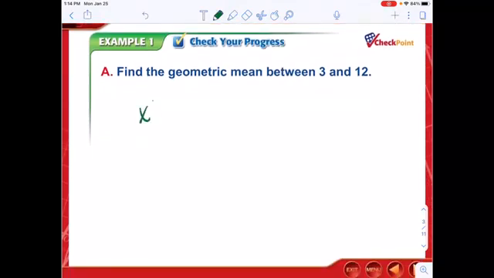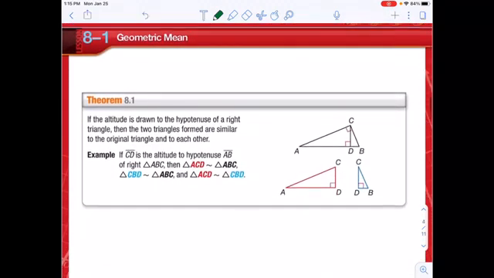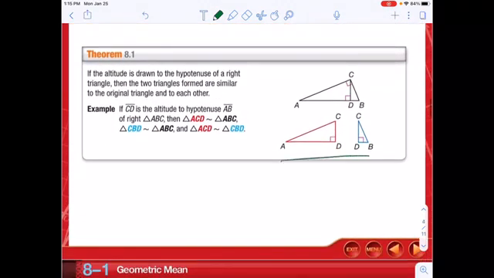Same thing here. You can say x squared equals 3 times 12. X squared equals 36. Take the square root of that, and x is going to equal 6. Once again, you could have set up a proportion. So look, this guy looks a lot like our intro.